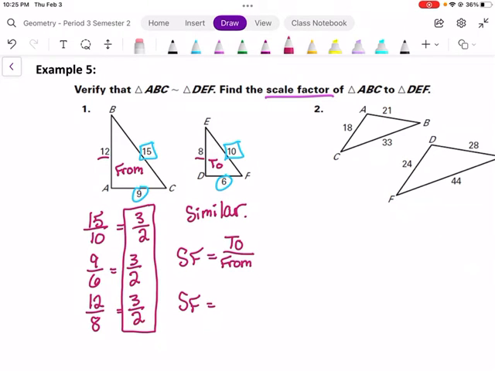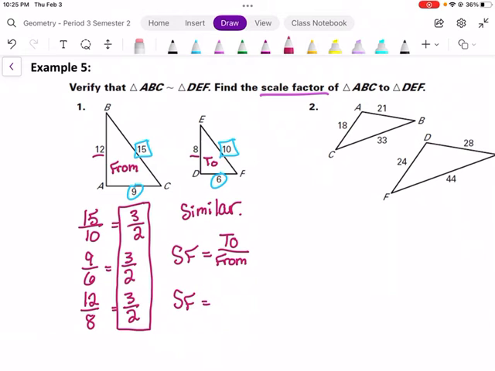So for our scale factor for this one, you can choose any side length from the triangle you're going to. So I'm just going to choose 8, which means 8 would go on top. And then on the bottom, I would put 12. And don't forget to simplify your answer. So we would divide both of these by 4 to get 2 over 3 for our scale factor.